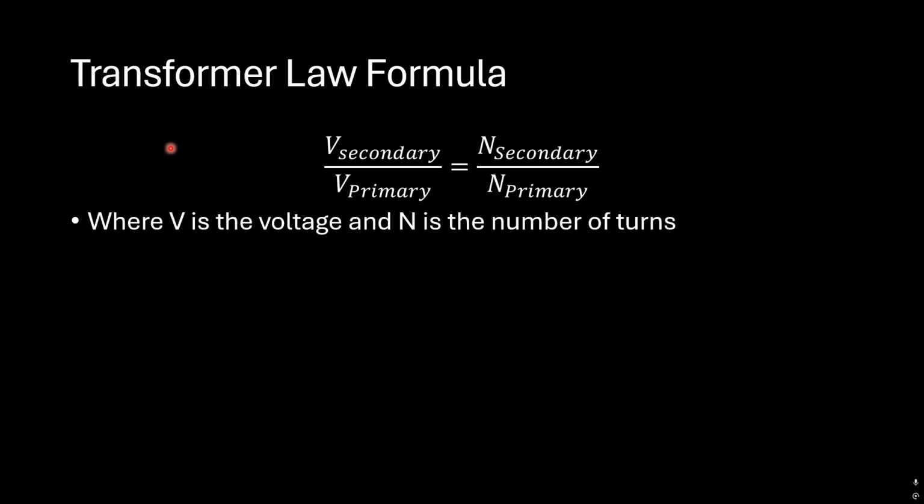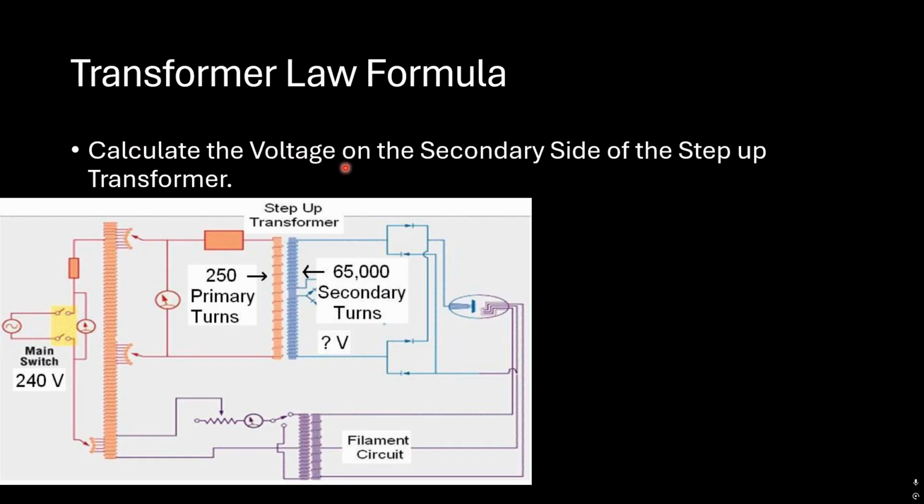Now let's talk about the transformer law formula. It says that the voltage at the secondary side over the voltage of the primary side equals the number of turns on the secondary side over the number of turns on the primary side. V is the voltage and N is the number of turns, and we will take some examples of using this formula. So let's calculate the voltage on the secondary side of the step-up transformer.